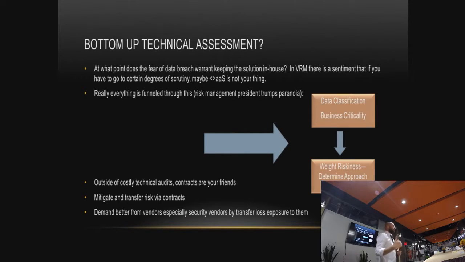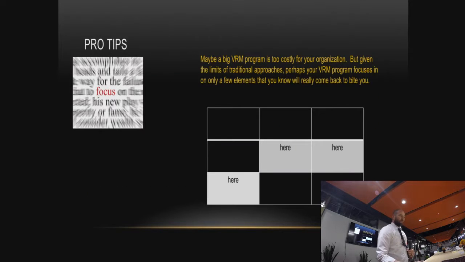So if we keep approaching the vendor community as, my program kind of sucks and yours is probably better than mine, and so I'm just going to accept that and move on, then they're not going to get better because they don't have to. So a few pro tips.